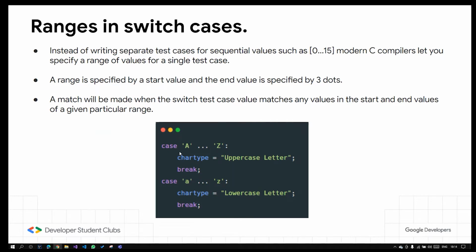If a match is made, the switch test case matches any of the values between the start and end values of a particular range. So if it is capital A or capital Z or any other capital letter input on the keyboard by the end user, it goes into this code block, else it goes into the other code block. Once the char type is assigned the uppercase letter, the next line says it has to break from this case statement. So the control flow does not stay in this block anymore and simply exits this code block. So that's about the ranges in switch cases.